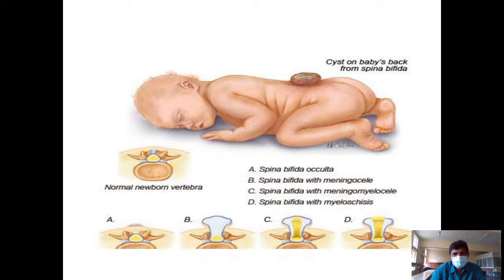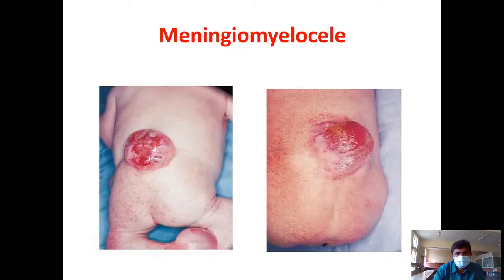While examining the spine, look for these abnormalities. In spina bifida occulta, the defect is usually hidden. In spina bifida with meningocele, only the meningeal covering will be herniated through the defect, whereas in spina bifida with meningomyelocele, both spinal cord contents as well as meninges will get herniated through the defect. In spina bifida with myelocele, that is spinal dysraphism, the protective covering gets disrupted and the spinal cord contents are exposed to the environment. So these are the things you can pick up.